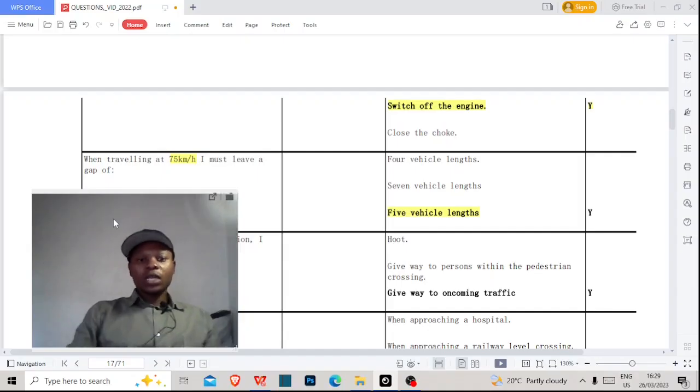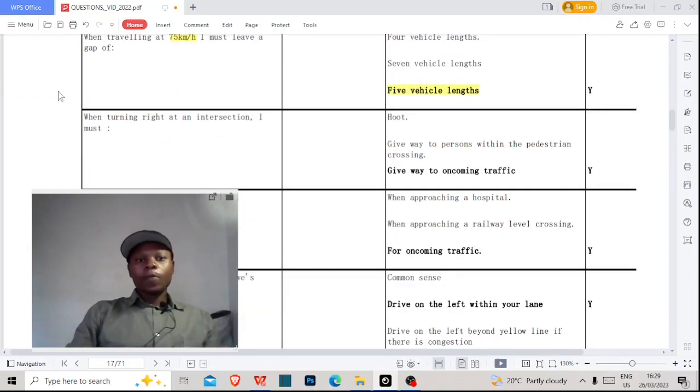Now let's move on to the next one. When turning right at an intersection, I must... So what should you do when you're turning right? So you do what? B. Give way to pedestrians within the pedestrian crossing line, or give way to oncoming traffic.